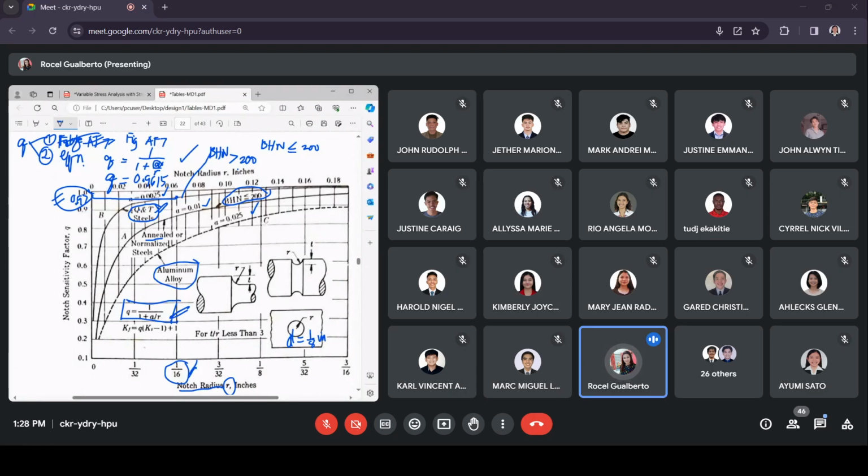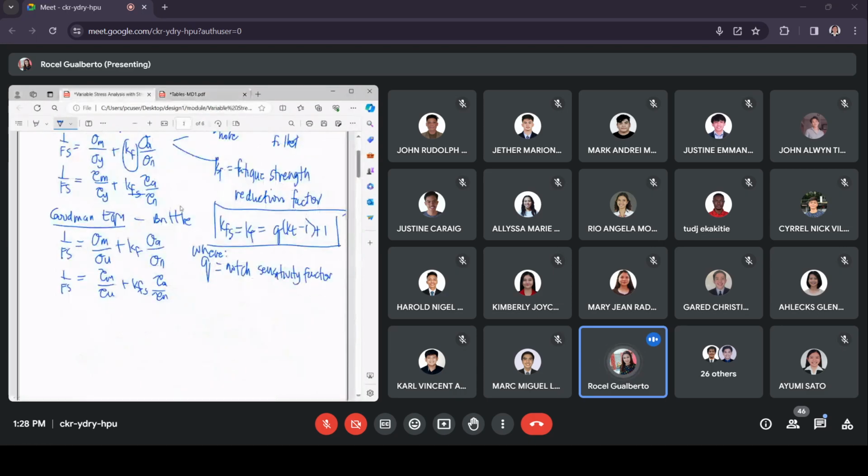So, let me go back doon sa lecture. So, we have here, again, yung Q will come from figure AF7, and this is using the equation 1 over 1 plus A over R. The A value comes from this figure also. So, using this equation, you'll arrive at an exact value of the Q. No need for estimation.